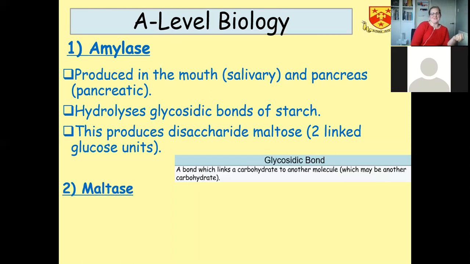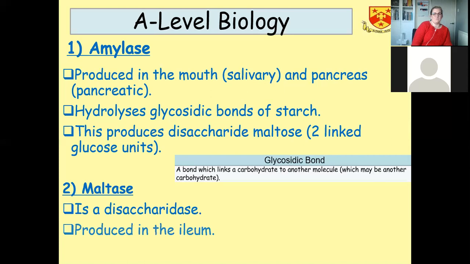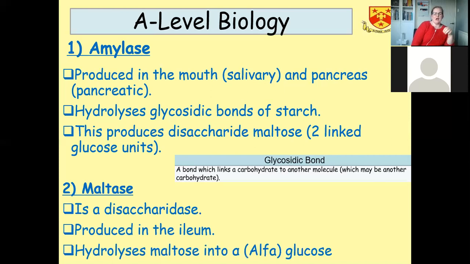Then we have maltase, which you can probably guess. Maltase is the enzyme for breaking down maltose. So maltase is a disaccharidase. A disaccharidase is an enzyme that breaks down disaccharides, and this is produced in the ileum. Reminder, the ileum is part of the small intestine, and it hydrolyzes maltose into alpha glucose.